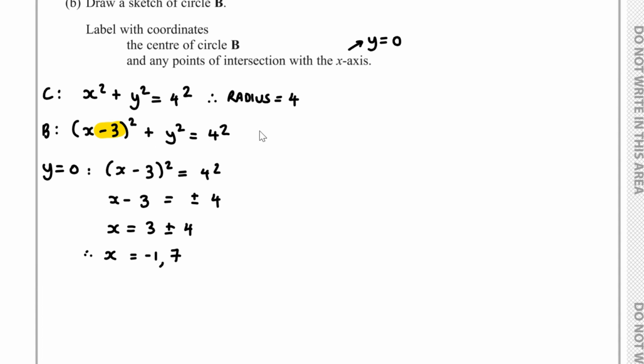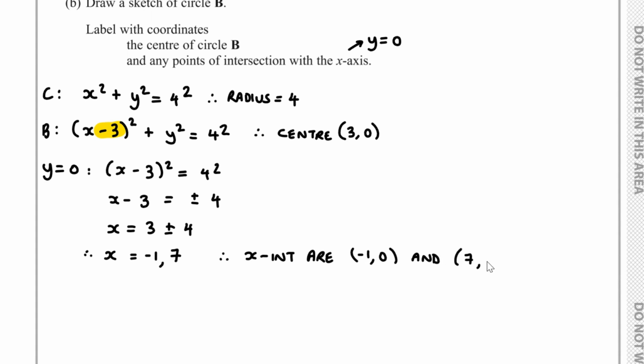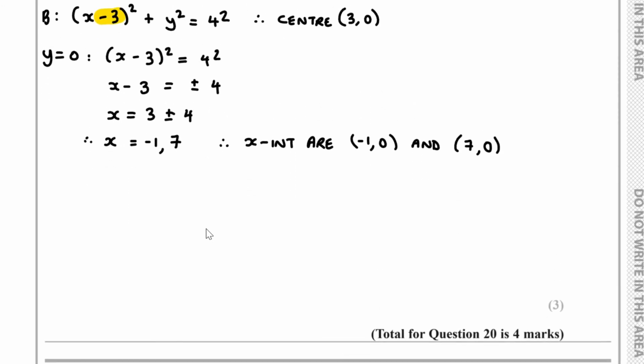Now from here we can conclude that the centre of the circle has coordinates 3, 0. And from here we can conclude that the x-intercepts have coordinates minus 1, 0 and 7, 0. So now let's draw the graph.